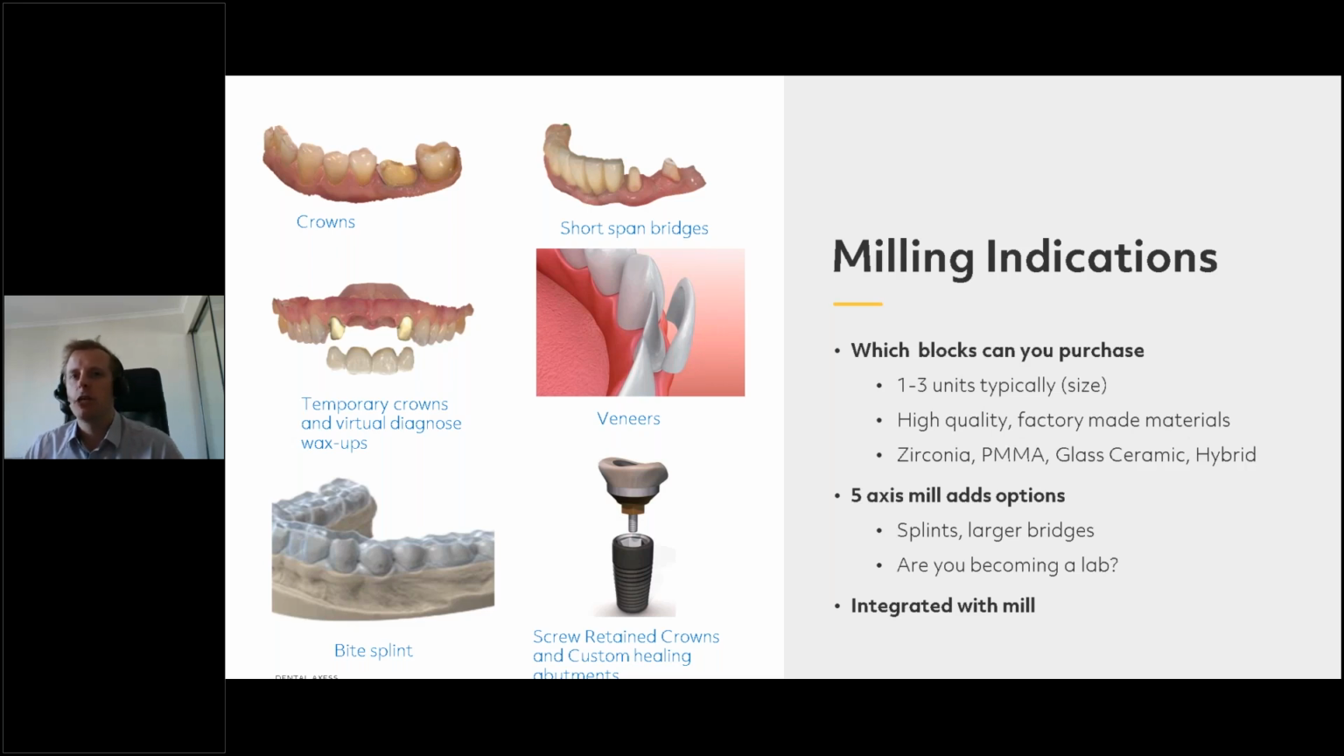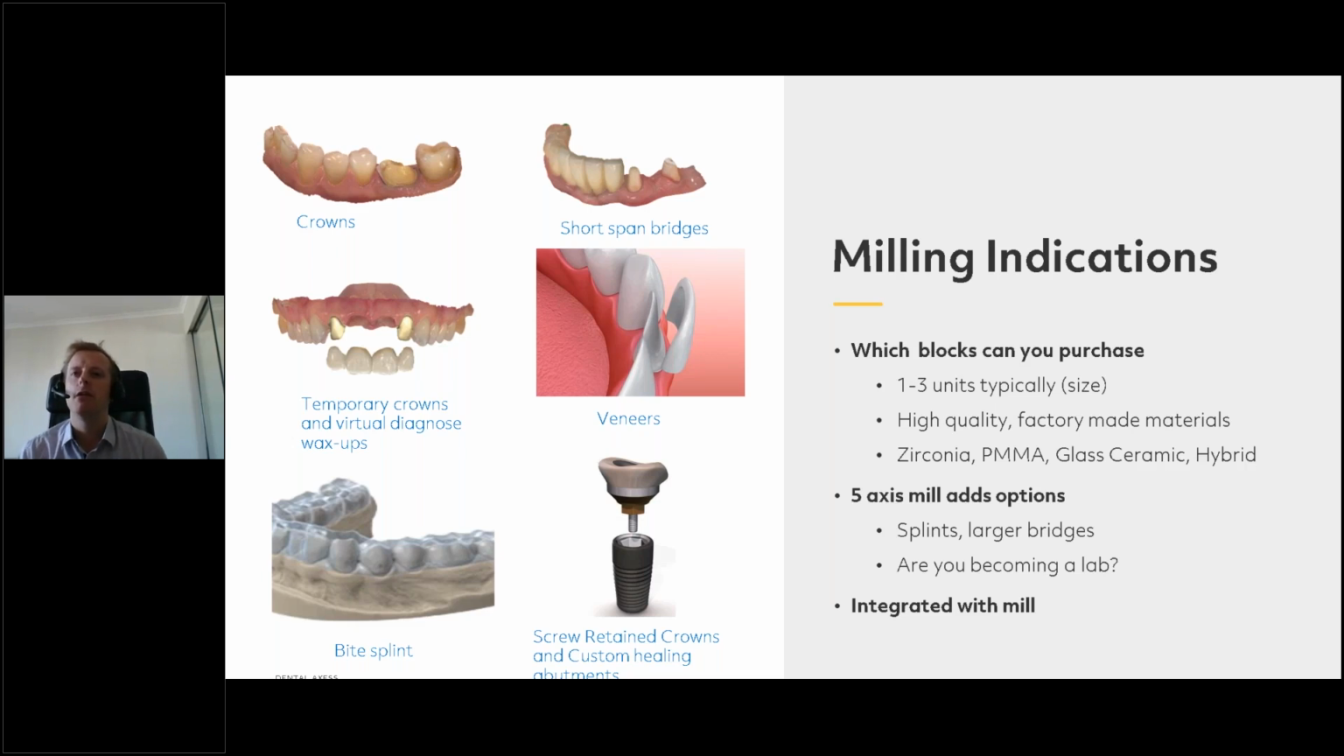Bite splints, let's just quickly jump back on that. A lot of people talk about whenever you place a crown or any other restoration, you need to put a bite splint in at least for a few months to ensure that the restoration doesn't wear away as the patient grinds with their teeth. And then on to screw-retained crowns and custom healing abutments.